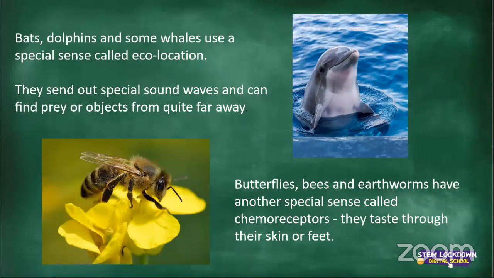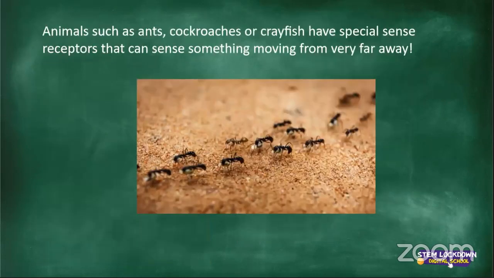Okay, then butterflies, bees, and earthworms have another special sense called chemoreceptors. They taste through their skin or through their feet. Animals such as ants, cockroaches, or crayfish have special sense receptors that can sense something moving from very far away.